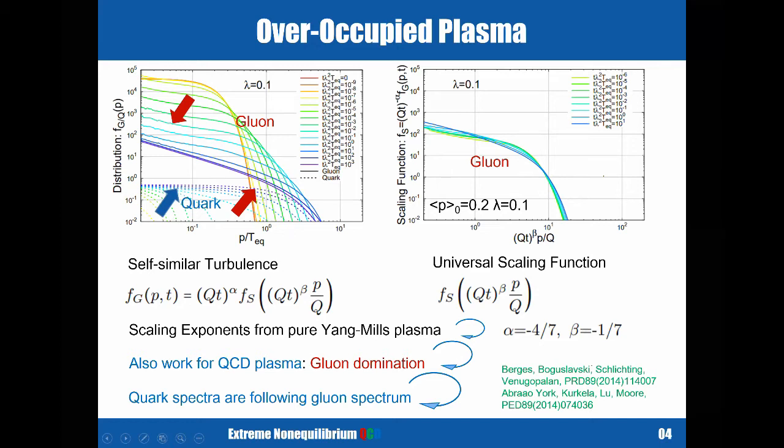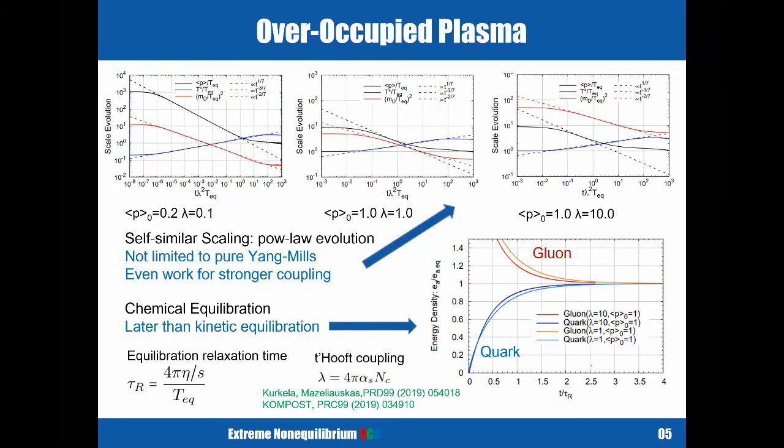Aside from the spectrum, we can also investigate the self-similar scaling compactly by looking at several scales, like the average momentum, the effective temperature, or the Debye mass. Here I show a few scale evolutions of the system, starting from a very soft scale to a slightly higher scale, and from a weakly coupled system to a more strongly coupled system. Because of this power law spectrum, we can also estimate the power law evolution of these scales. We can see in all these cases that the scales follow this power law.